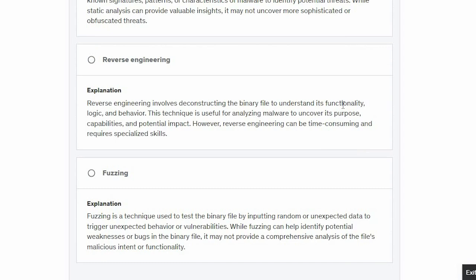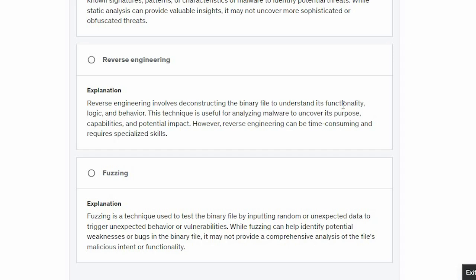Reverse engineering. Reverse engineering involves deconstructing the binary file to understand its functionality, logic, and behavior. This technique is useful for analyzing malware to uncover its purpose, capability, and potential impact. However, reverse engineering can be time-consuming and requires specialized skills. Reverse engineering is not the correct answer for this scenario.